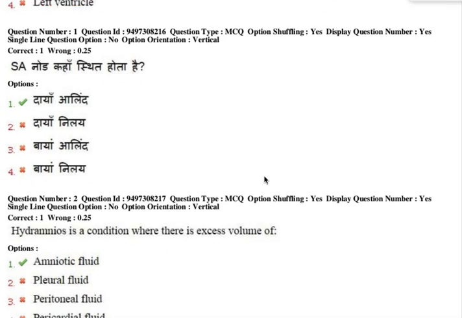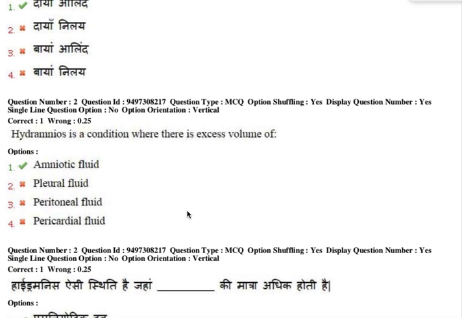Next question. Question number second. Hydropneus is a condition where there is excess volume of. Answer is amniotic fluid. In hydropneus, amniotic fluid is excess in volume. And another type of condition is polyhydramnios and hydropneus. So right answer is first, amniotic fluid increased in hydropneus.